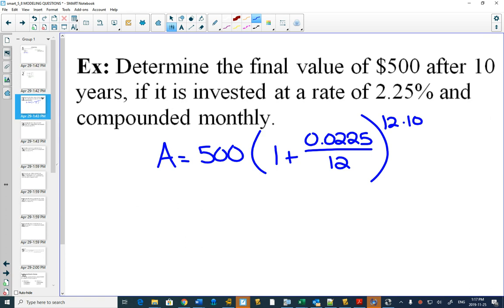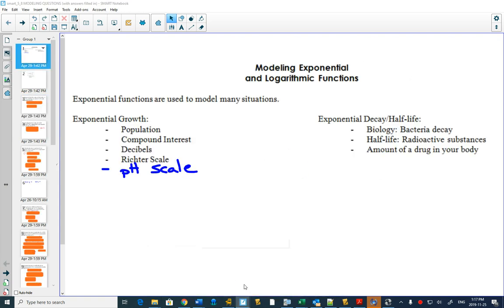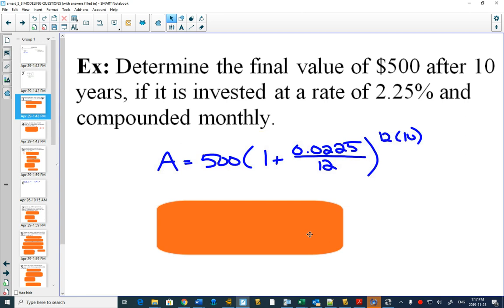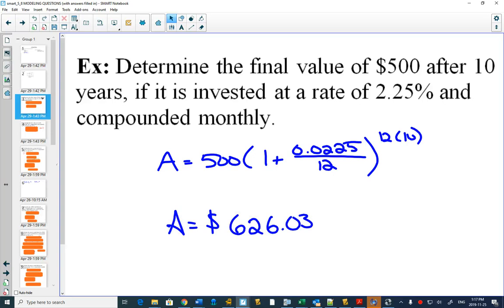This is just seeing, do we have the skill to be able to put this into our calculator and figure out the value? Does this involve any solving whatsoever? No. Just type this in, push enter, and you get a value. So in 10 years, the investment would increase from $500 to $626.03. No logs, nothing with exponentials needed to be done in this kind of question.